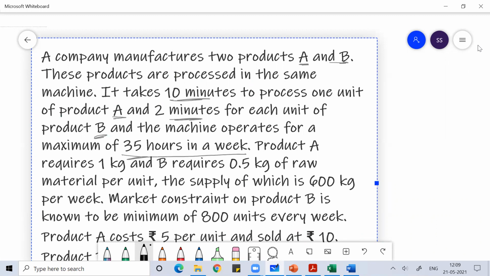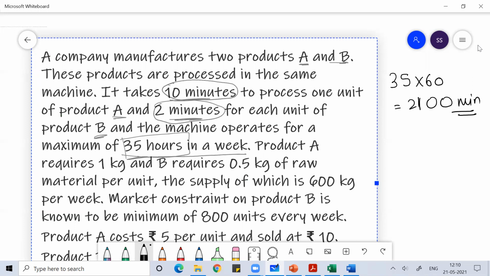Guys, if you observe, this data is given in minutes. To make one unit of product A, you need 10 minutes. To make one unit of product B, you need 2 minutes. And the total time you have in a week is 35 hours. So you need to convert this 35 hours into minutes, because everything should be in the same unit. When you convert this into minutes, you will get 2100 minutes. That is the maximum time you have in a week, because we are doing this analysis on a weekly basis.